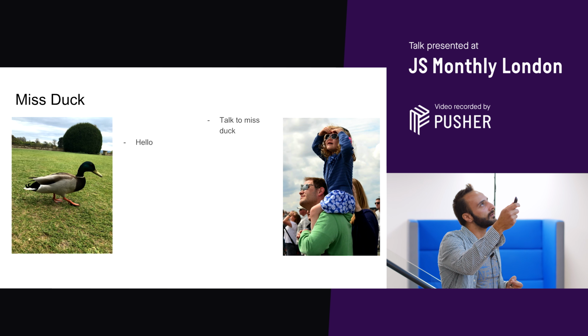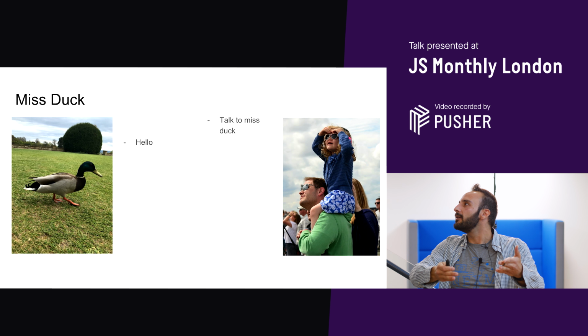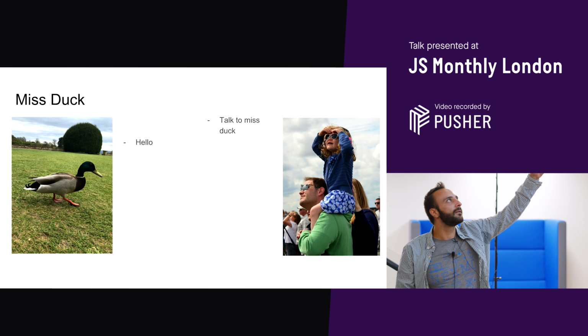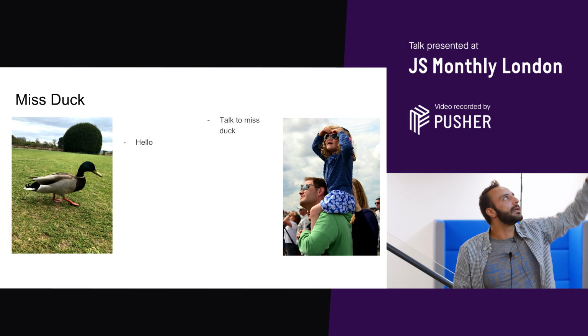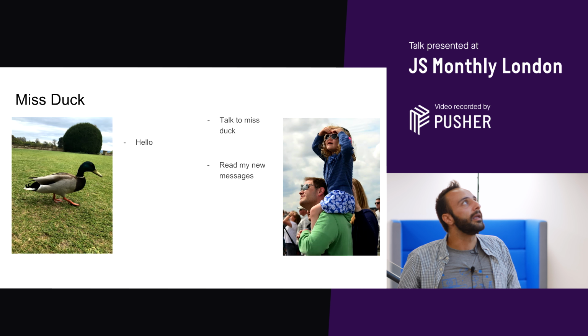So, talk to Miss Duck. That's how you trigger that agent from Google Assistant. Then, with a different voice, Google will tell you that now you're talking with Miss Duck, and it says, hello, read my new messages.